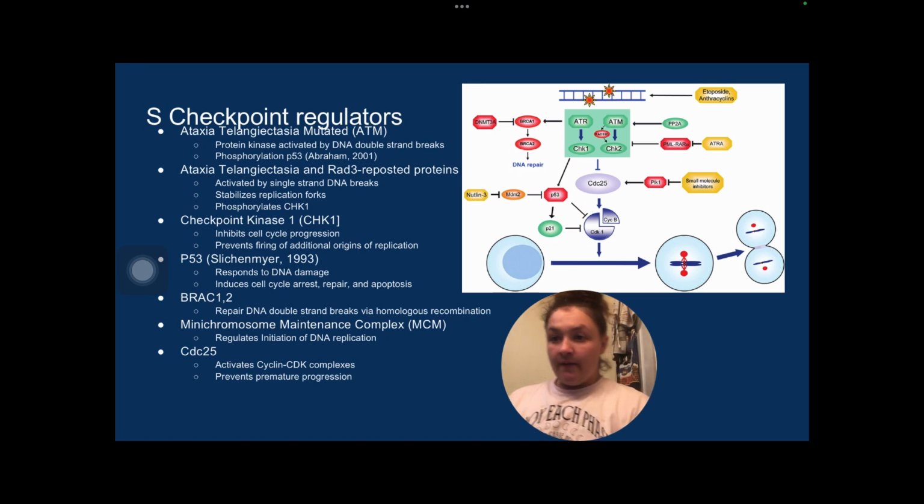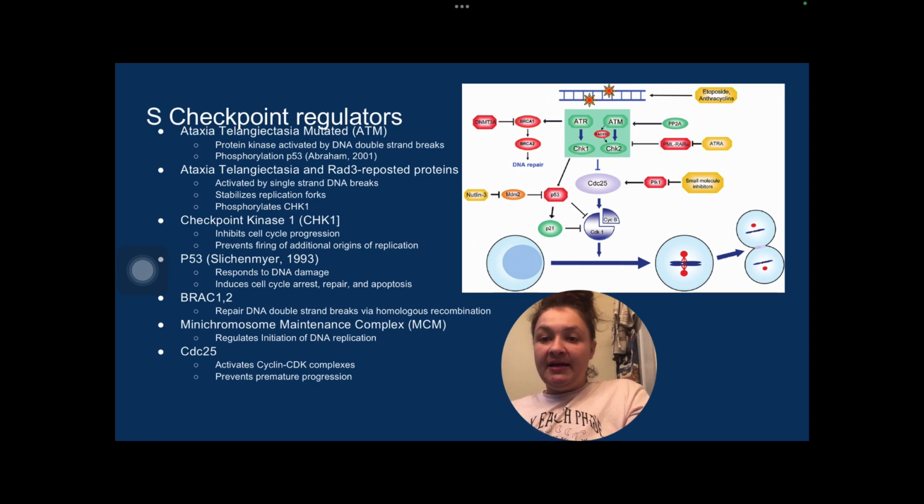Starting with ATR. ATR is a key protein kinase activated in response to replication stress, such as stalled replication forks or DNA damage. ATR phosphorylates and activates several downstream targets that help stabilize replication forks, initiate DNA repair, and prevent the cell from entering mitosis with damaged DNA.